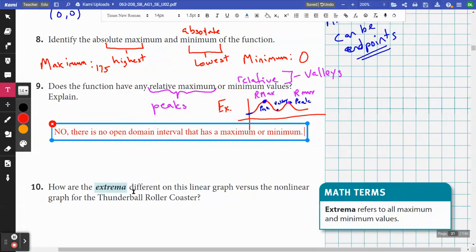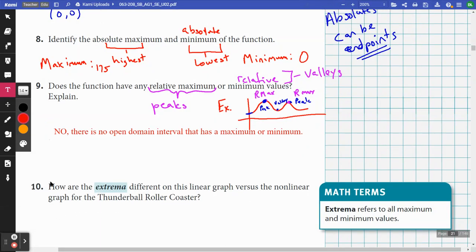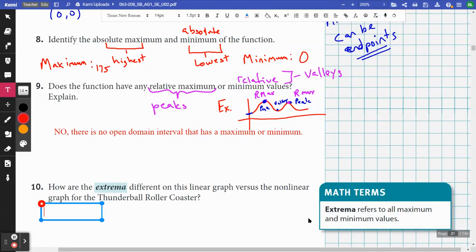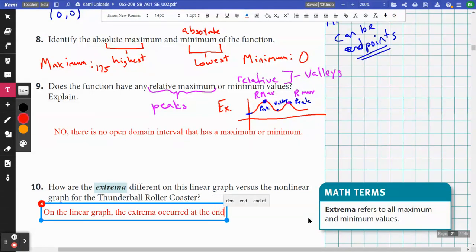How are the extrema different on the linear graph versus the nonlinear graph? Extrema refers to all maximum or minimum values. Well, on the linear graph, where did the extrema occur? Where did the maximum and minimums occur? They occurred at the endpoints. So on a linear graph, the extrema occurred at the endpoints.